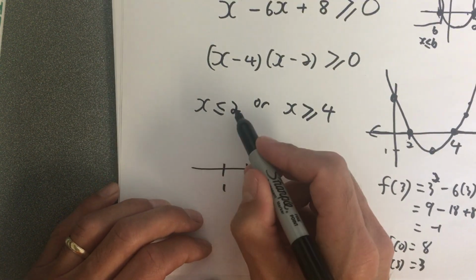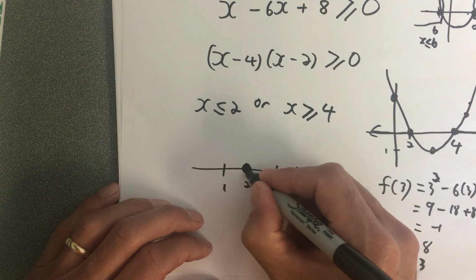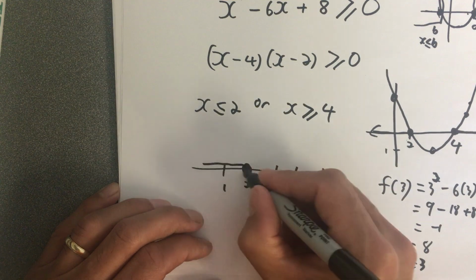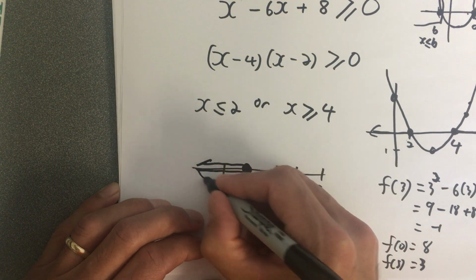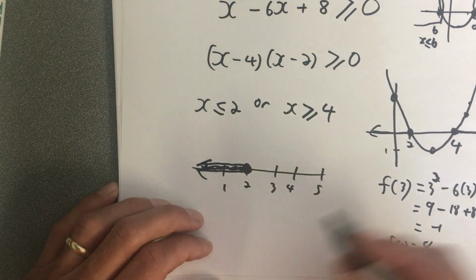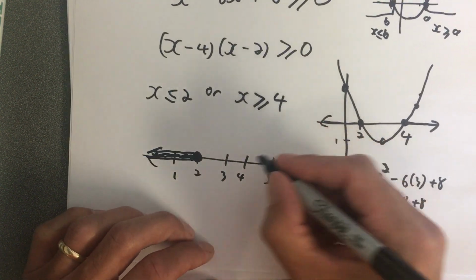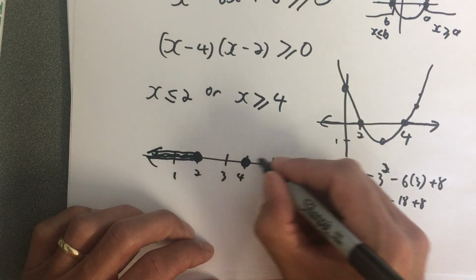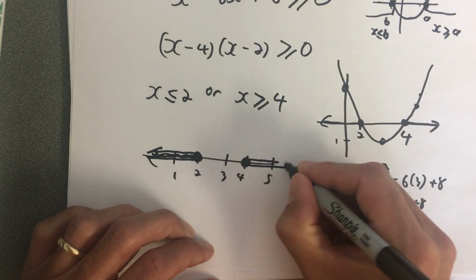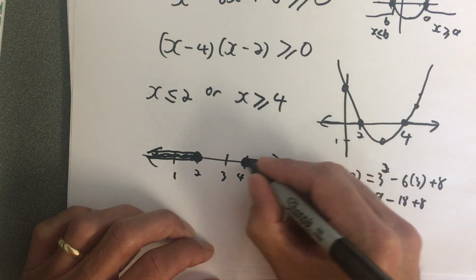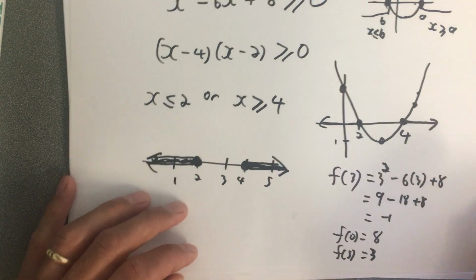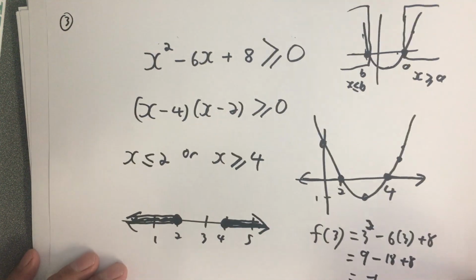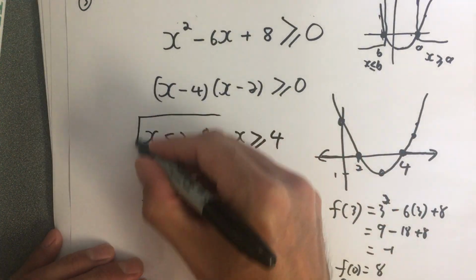To plot that on a number line, we've got 1, 2, 3, 4, 5. And we're less than or equal to 2. So we're equal. I color it in for equal and then extend that line for less than. So that's less than or equal to 2. And we're greater than or equal to 4. So color in 4. And over here, we're greater than or equal to 4. So this is the full solution here.